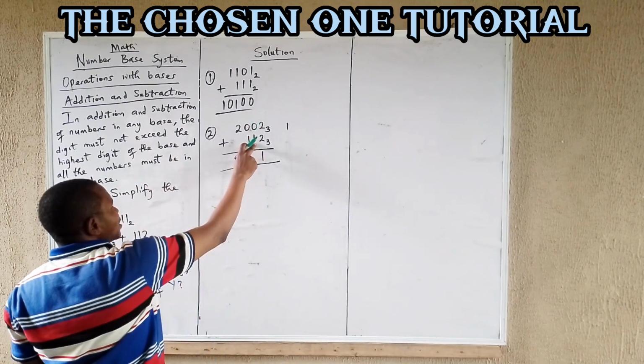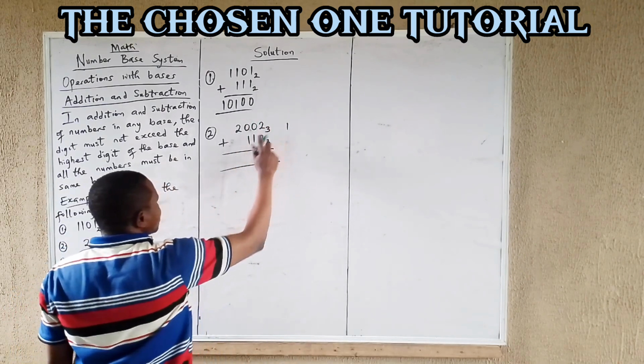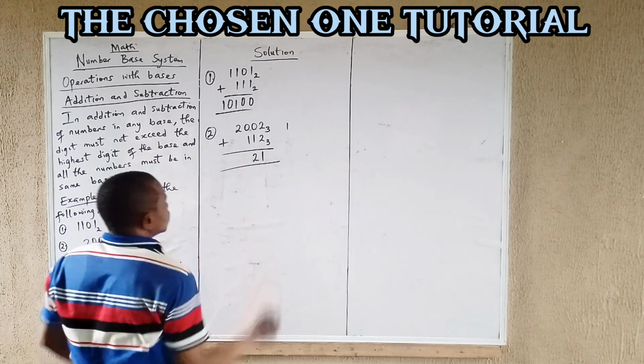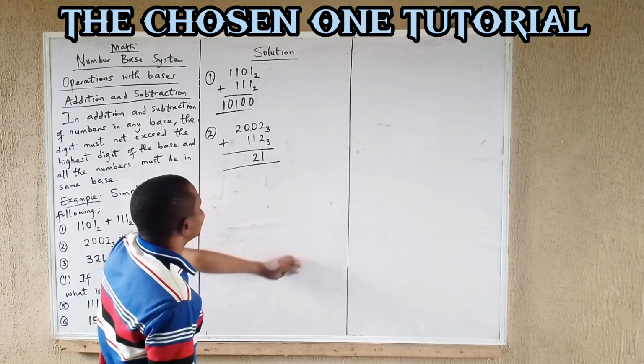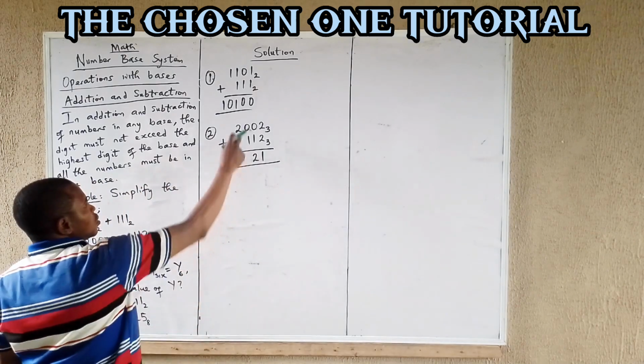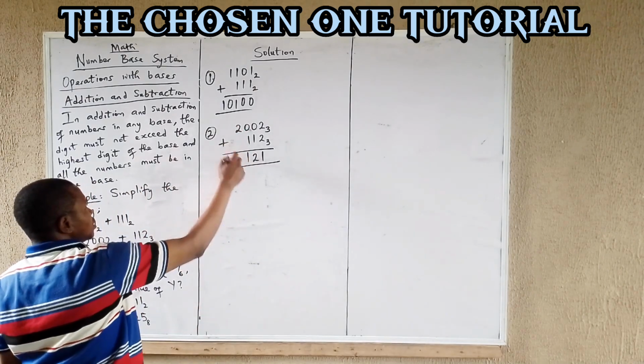0 plus 1, that is 1, plus the one that we kept here, that will be 2. Don't forget that the highest digit in base 3 is 2. 0 plus 1, that's 1, and this 2.